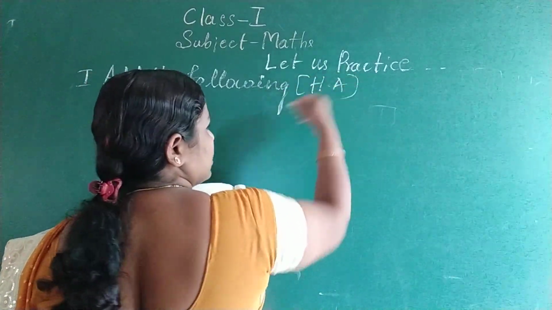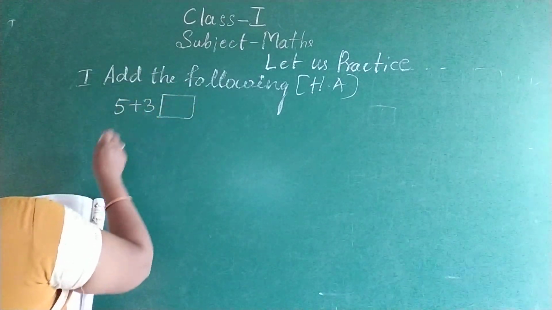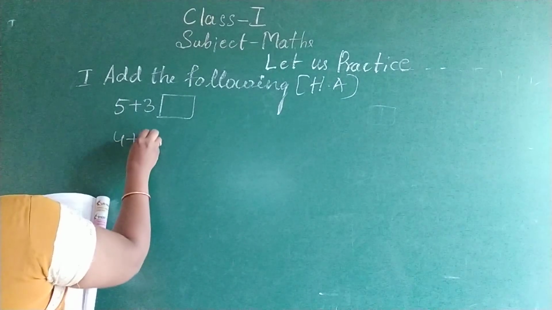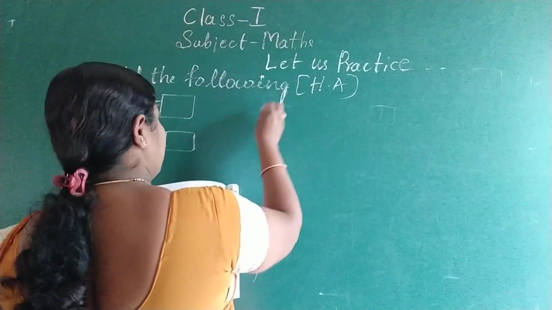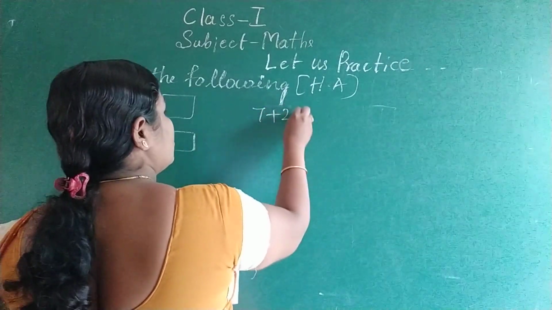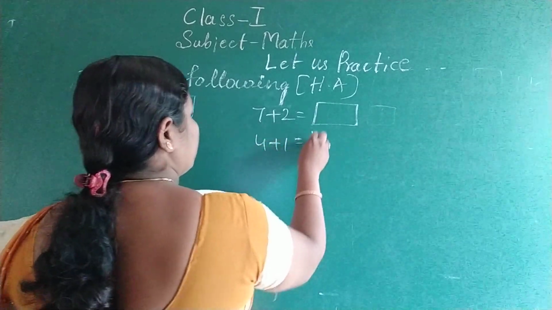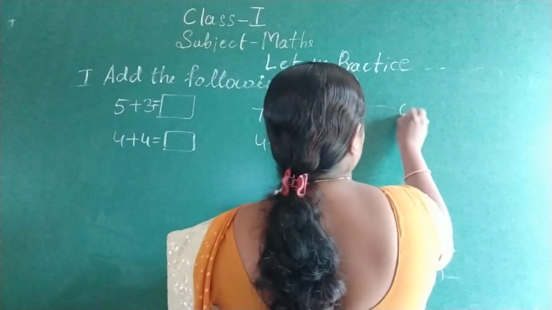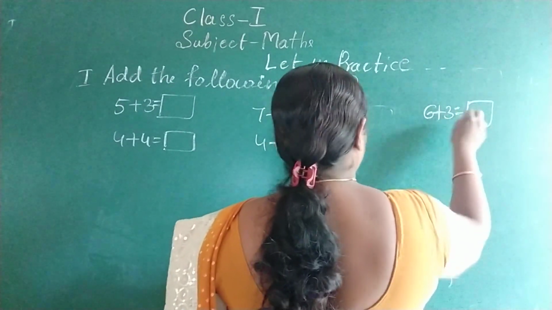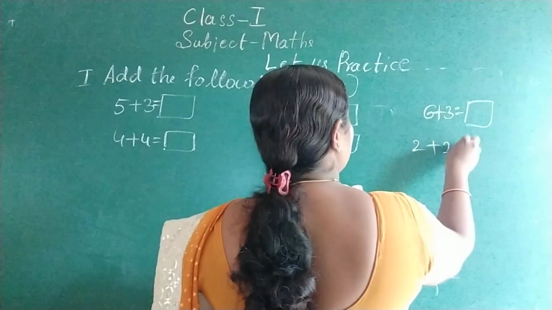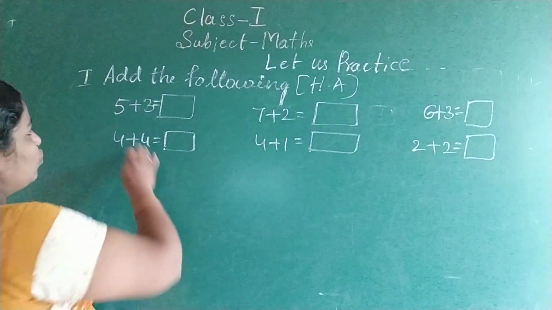Horizontal addition. 5 plus 3. 4 plus 4. Next, 7 plus 2. 4 plus 1. Next, 6 plus 3. 2 plus 2. Okay. Now see how to do addition.